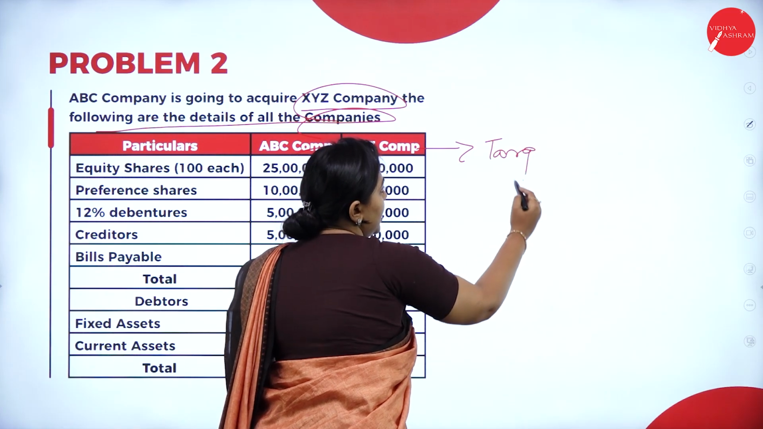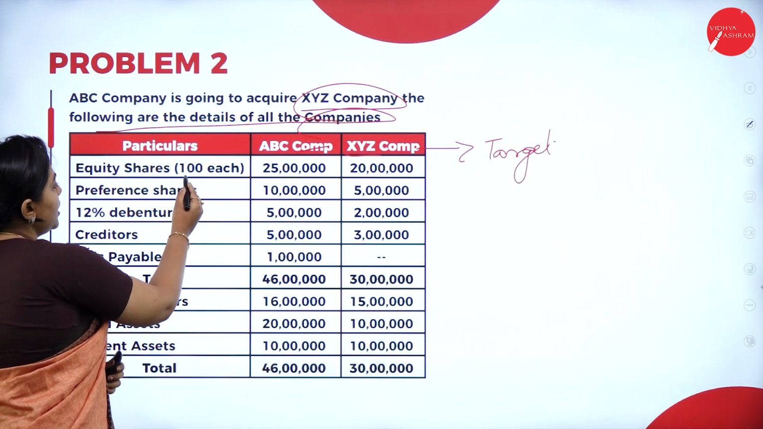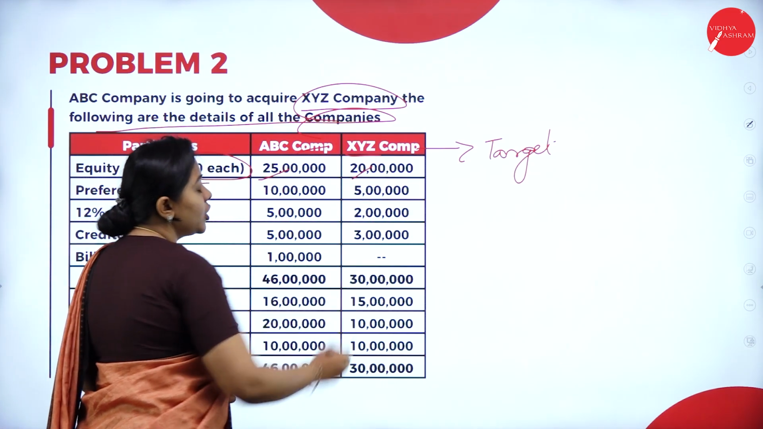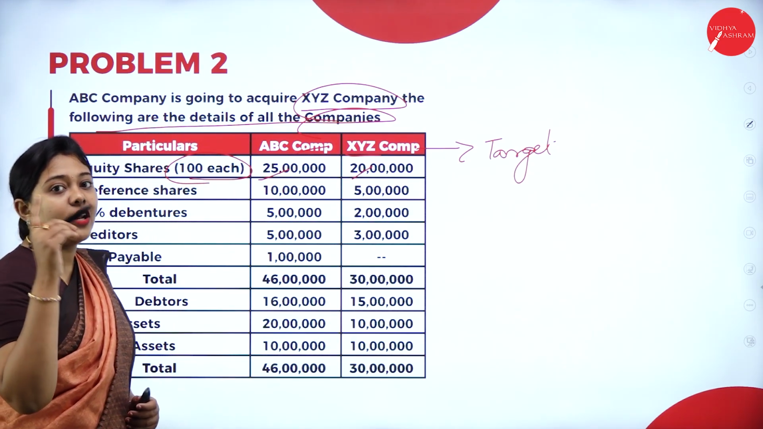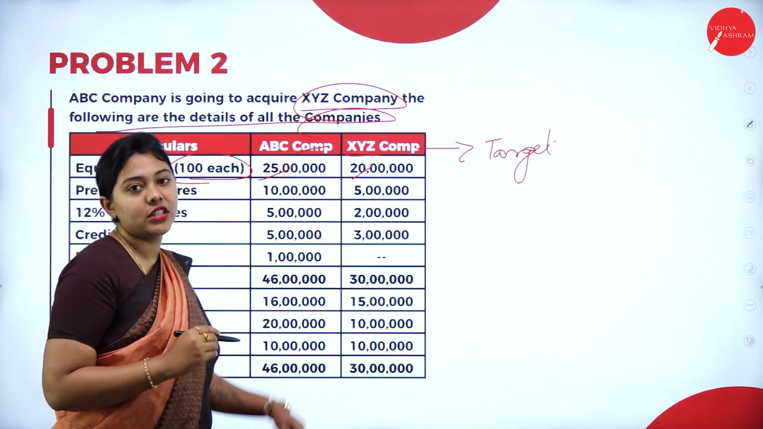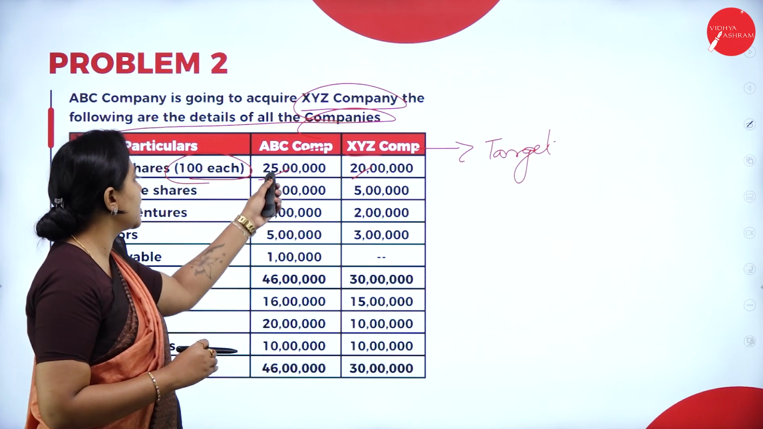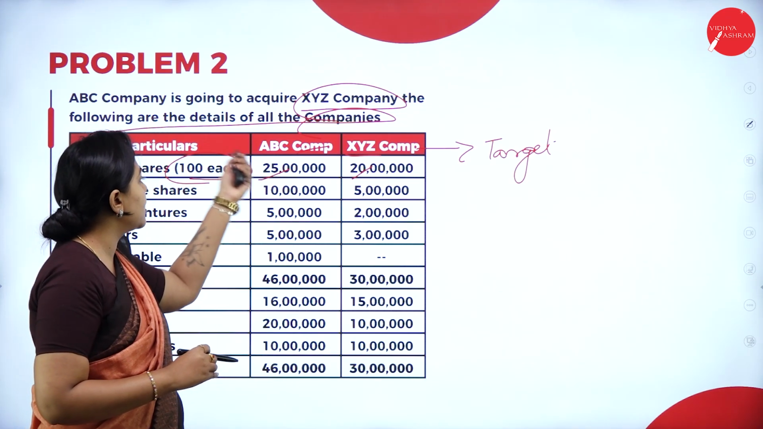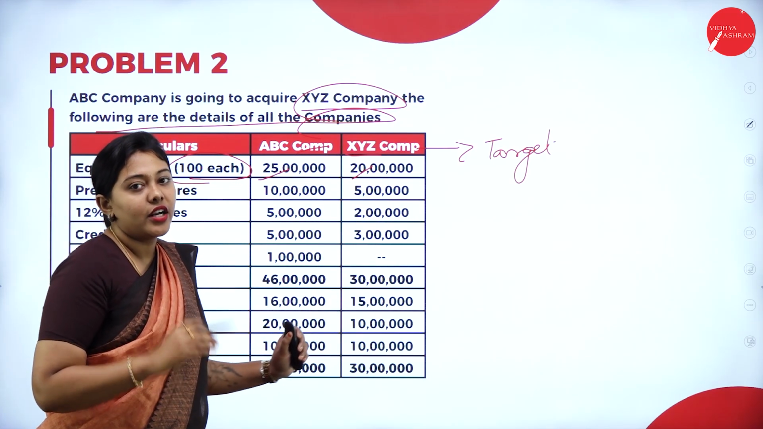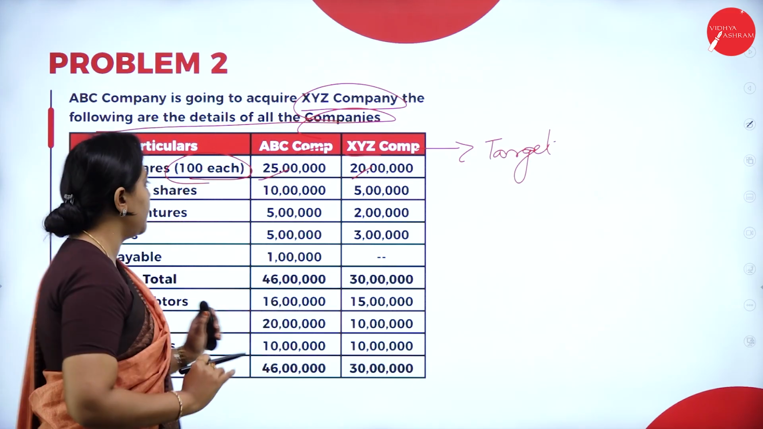Target company. So what is this? It is a target company. So equity share of rupees 100, the value is 25 lakh rupees and 20 lakh rupees. While calculating the number of shares, this is the amount given in the question, but you need to calculate the number of shares. How do you calculate the number of shares? 25 lakh divided by 100, 20 lakh divided by 100. If you do that, you'll get the total number of shares of the particular company.